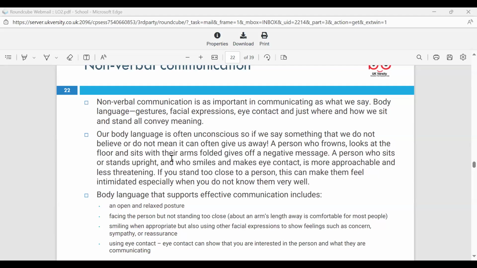Is that a positive or negative message? Very negative. If you sat there folding your arms, is that a positive or negative message?